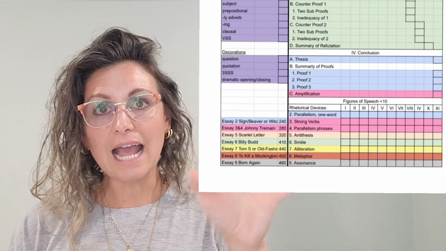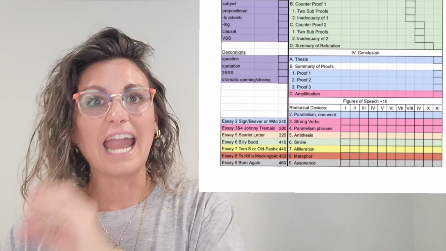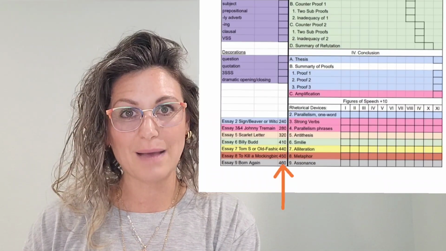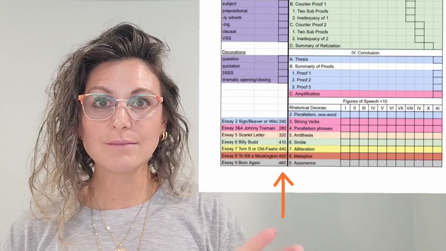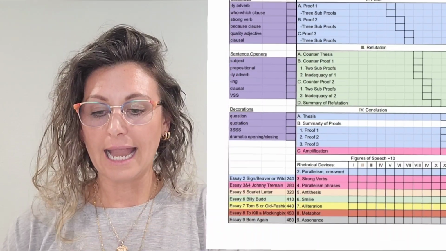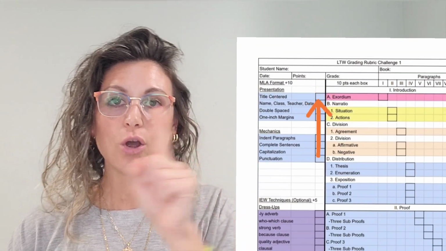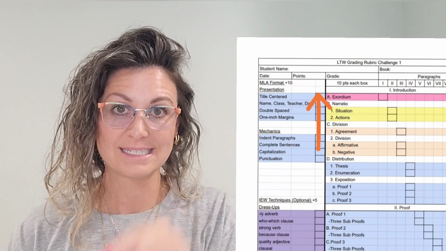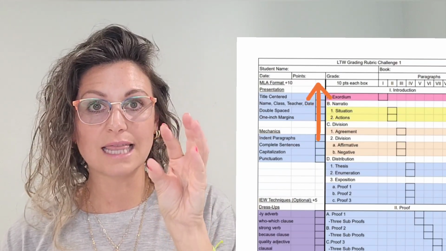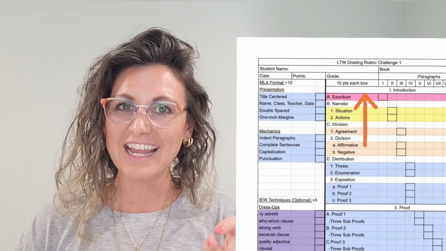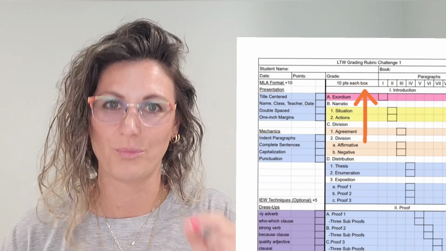Okay, each of these outline and figures of speech and MLA formats are worth 10 points. That's where you get your point totals in that bottom left-hand key. Once I'm done looking for everything in their paper, I add up all the checks in their grading rubric, and I write that total under their point total, 10 points each. Then I take the points that they got divided by the total of points available for that essay, and that gives me their percentage grade for the whole paper.